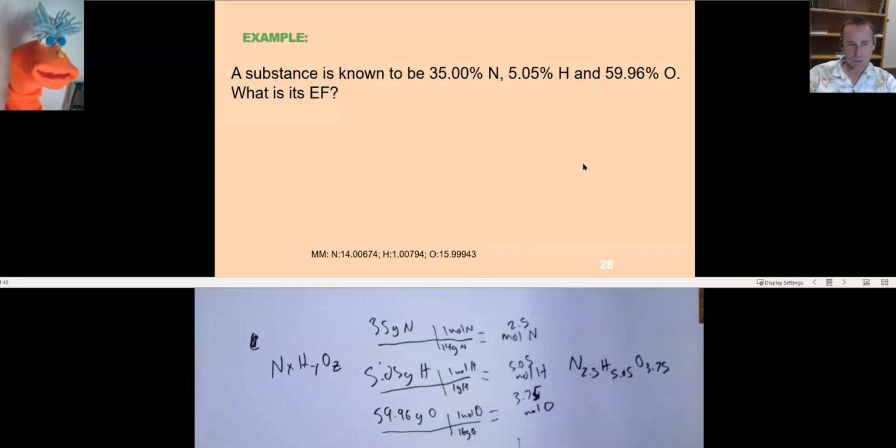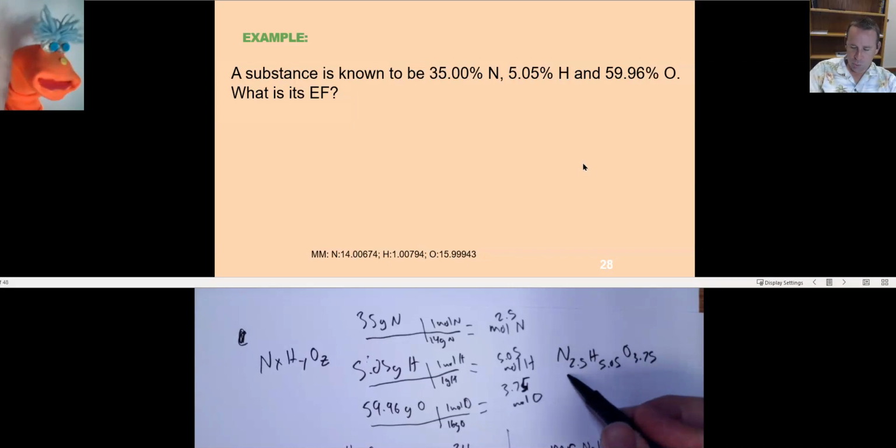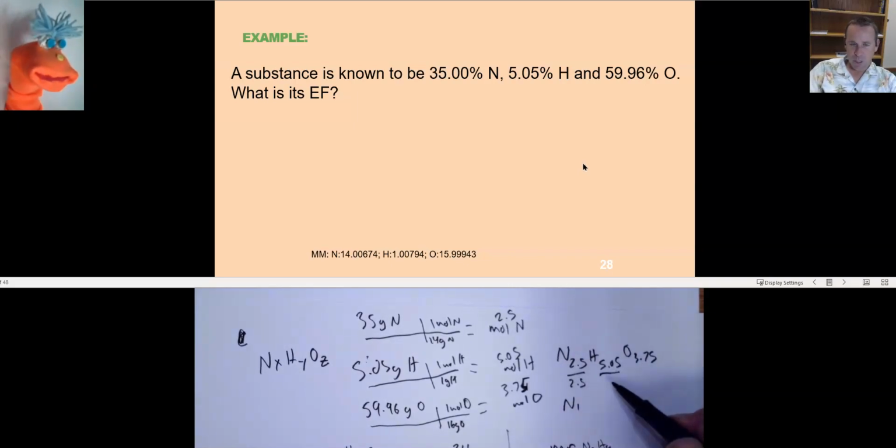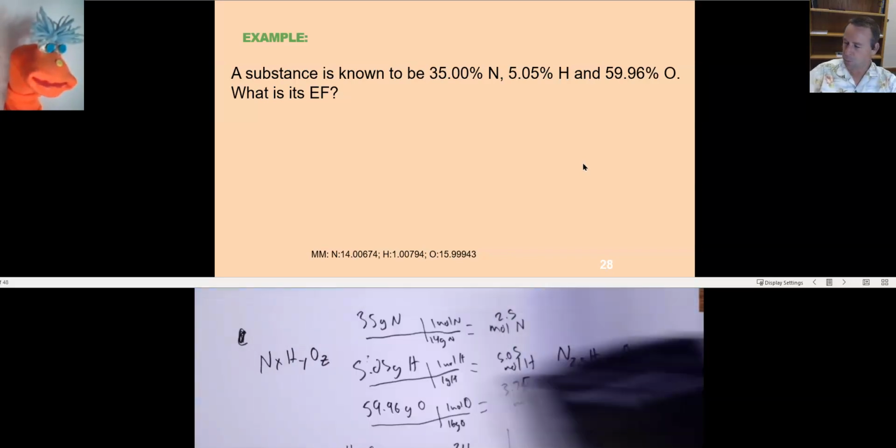Okay? So I can take all of these. Is that my empirical formula? Well, yeah, but it's not the whole number ratio. How do I get the whole number ratio? Divide by the smallest one. That's right, divide by the smallest one, which is 2.5. So nitrogen goes to 1. That's nice. 5 divided by 2.5, hydrogen's going to be 2. Oxygen, 3.75 divided by 2.5. What's that? I don't know. 3.75 divided by 2.5 is 1.5.